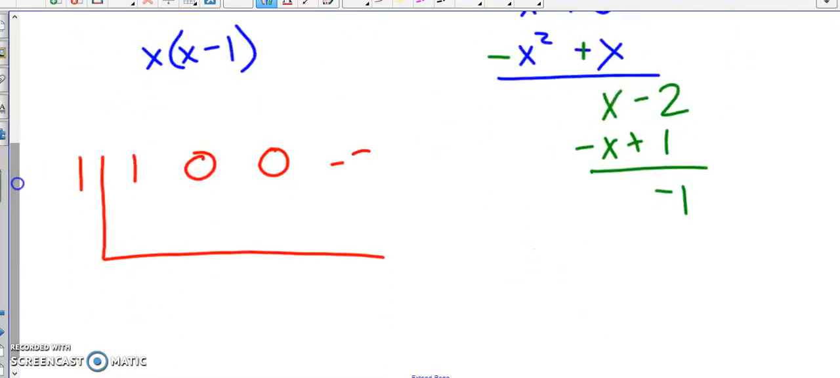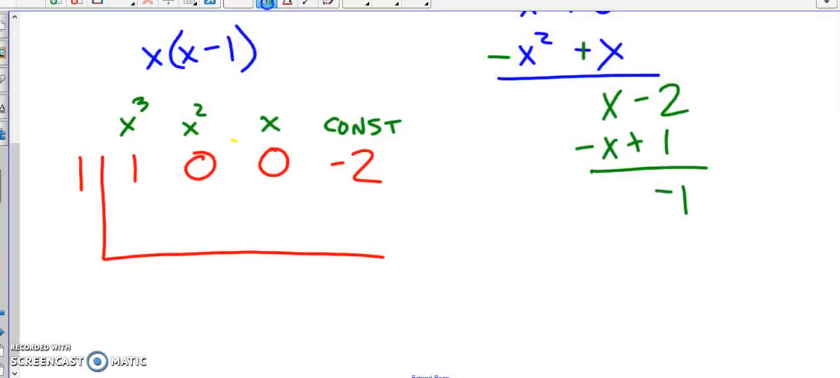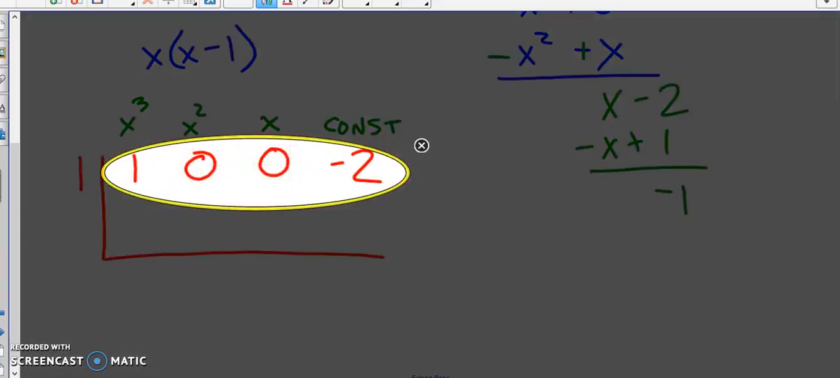Minus 2. And if it helps, label this. This is x cubed, this is x squared, this is x, and this is your constant. Whenever you do this, you always have to have one more number than the degree. So since this is degree 3, because you've got an x cubed here, you should have 4 numbers going across here.